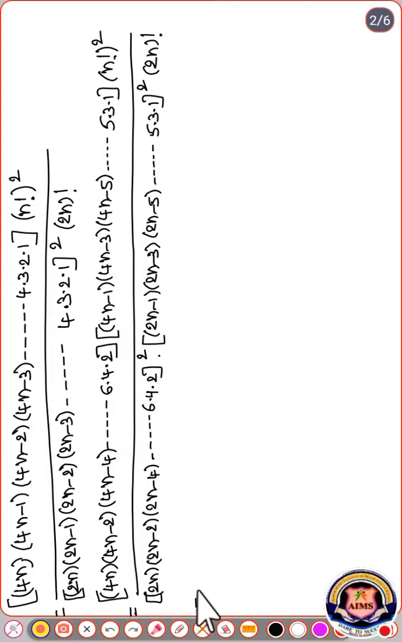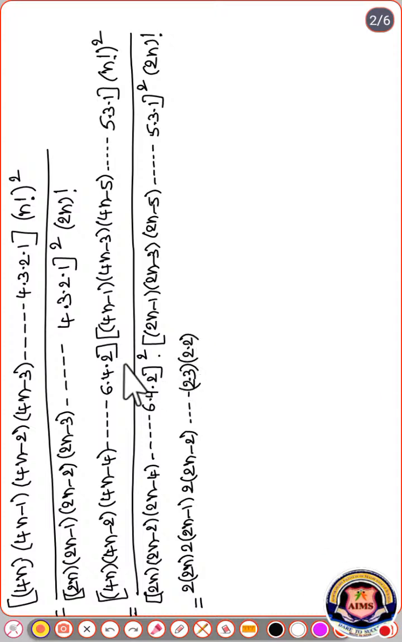Next my dears, from these even numbers I want to take 2 common. Why? Because all are having 2 only. So 4n can be written as 2 into 2n. 4n minus 2, 2 common, remaining value 2n minus 1. 4n minus 4 also 2 common, remaining value 2n minus 2 and so on. 6 can be written as 2 into 3, 4 can be written as 2 into 2, 2 can be written as 2 into 1.